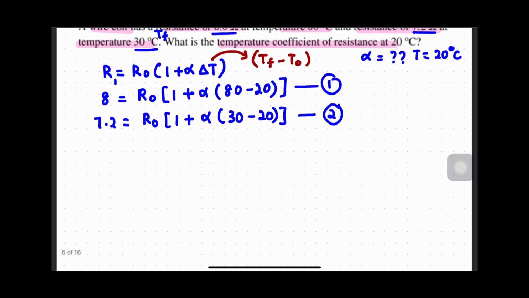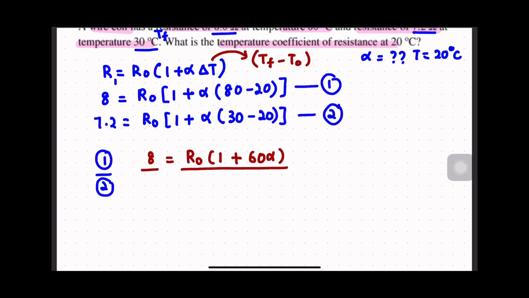So, macam mana kita nak selesaikan? Kita boleh buat okay, terpulang pada awak sama ada awak nak 1/2 atau 2/1, terpulang pada awak. Okay, so kalau saya buatlah 1/2 lah. Okay, 1/2 where 8 is equal to R0 1 plus alpha. Change is 60. Saya letak ke depan 80 tolak 20 60 alpha. Okay, so divided by okay 7.2. Okay, R0 ni dia akan jadi R0 jugalah. Okay, 1 plus 30 minus 20 maksudnya 10 alpha.